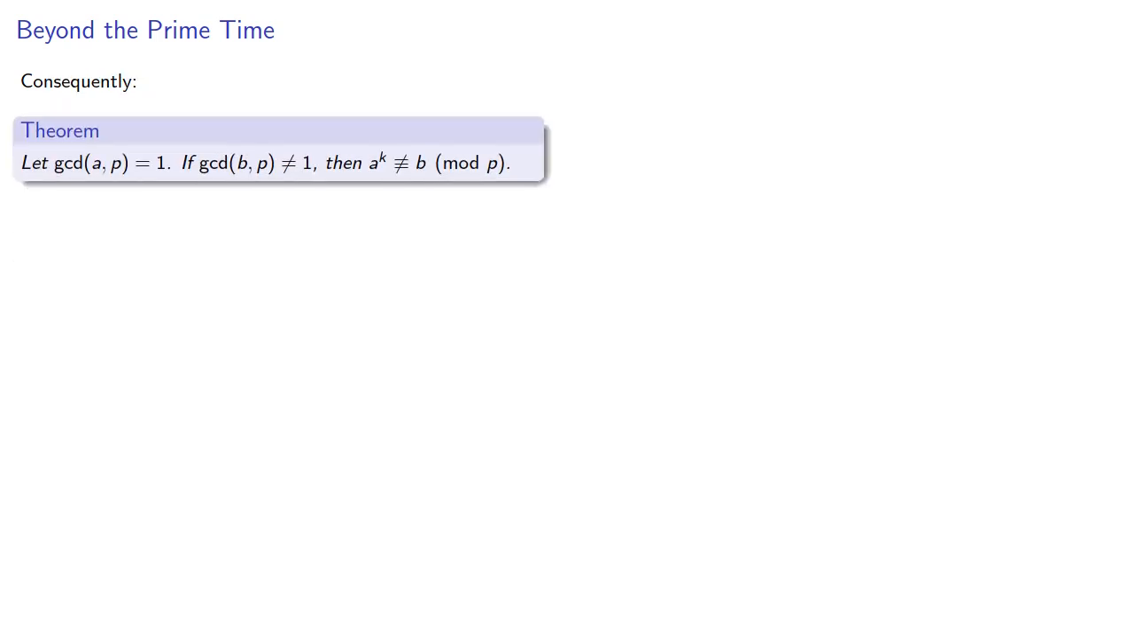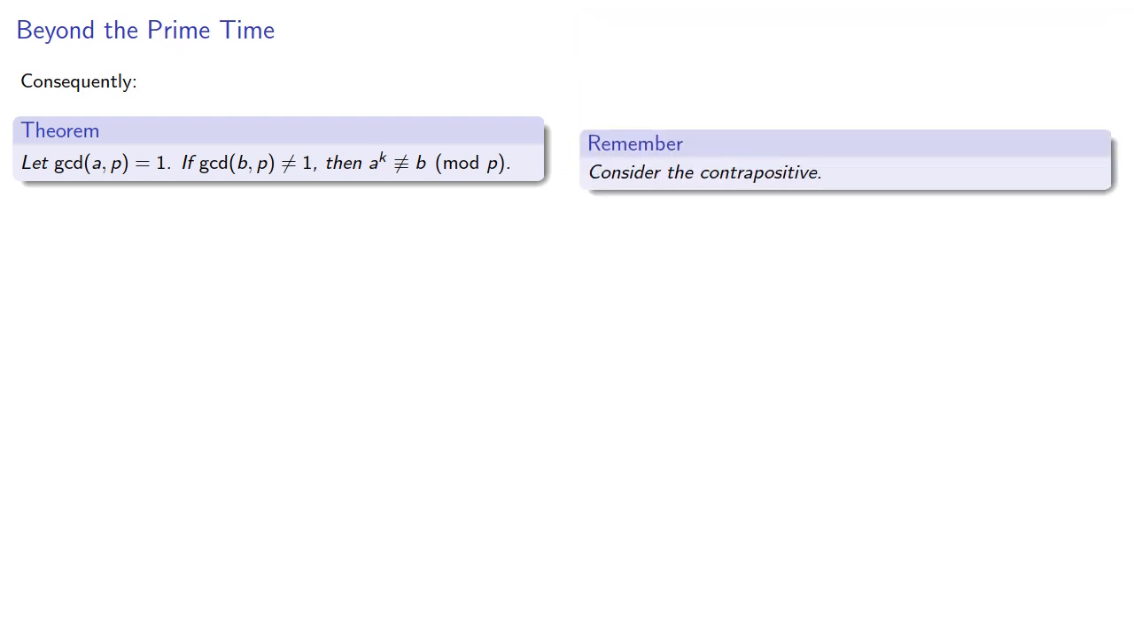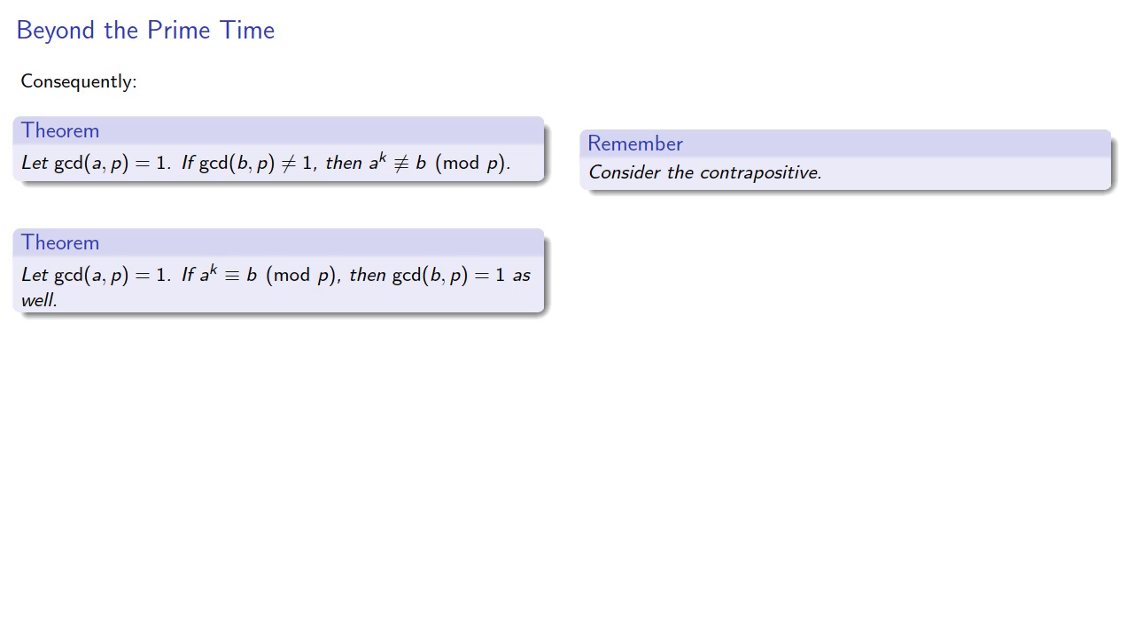Consequently, if the greatest common divisor of a and p is 1, and the greatest common divisor of b and p isn't 1, then a to the k can't be congruent to b mod p. And a useful strategy, consider the contrapositive. So we'll negate the consequent and the antecedent and switch them. If the greatest common divisor of a and p is 1, and if a to the k is congruent to b mod p, then the greatest common divisor of b and p is 1 as well. This means that a to the power k can only be congruent to numbers relatively prime to the modulus.